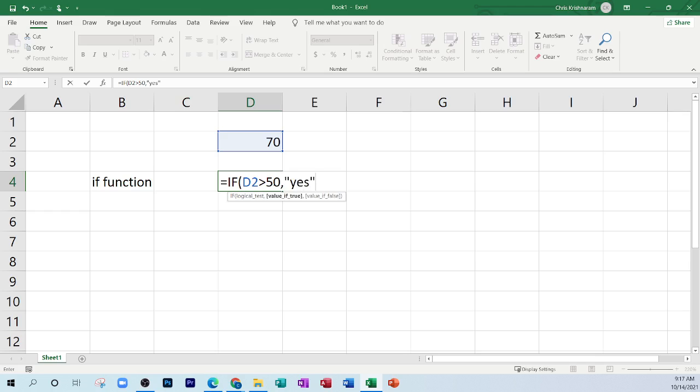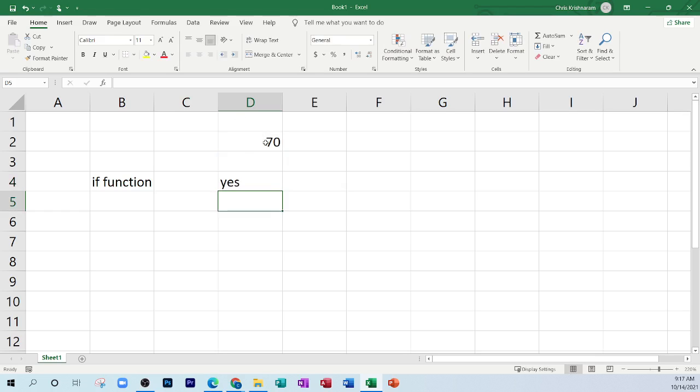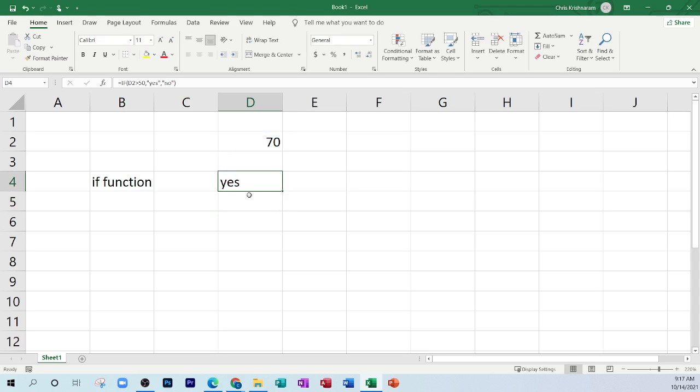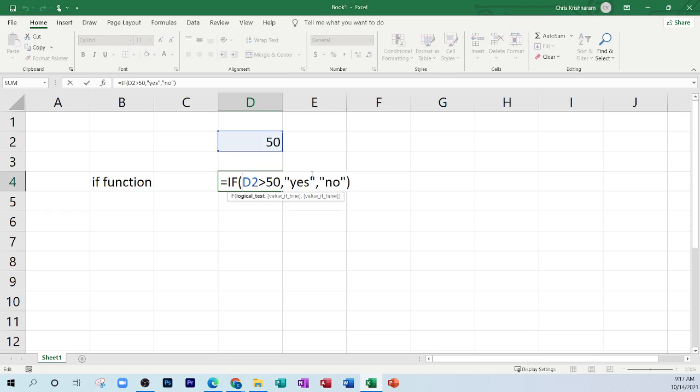Yes. Or we can put no. So it's a simple test. We're testing to see if it is greater than 50. If it is, we're going to see yes. If it is not, we are going to see no. So yes, 70 is greater than 50. Remember, this is a test here. So if I change the value, 60, still the same. 55, still the same. 50, no. Why is it a no?